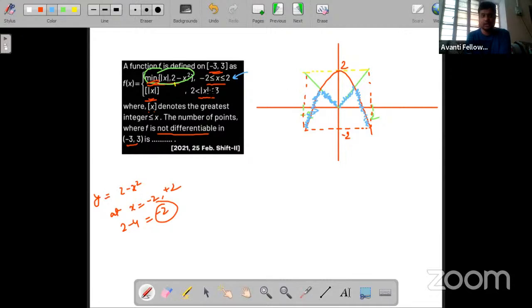This part is clear. Now again we have to draw the function for x belongs to open 2 to close 3, because at 3 we can see the equal sign. Then the function is the bracket part of modulus x. Modulus x का bracket लेना है. Clear?